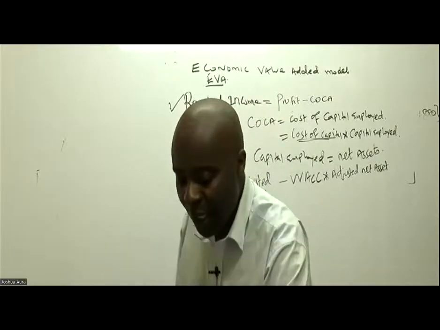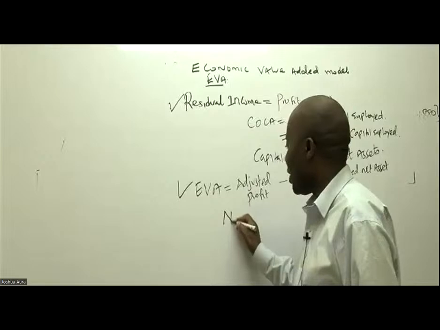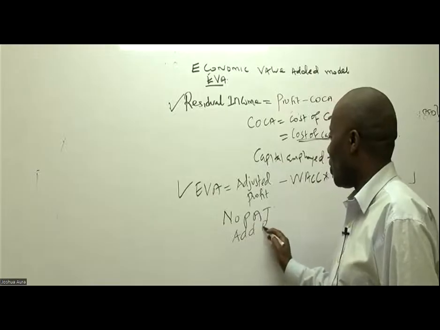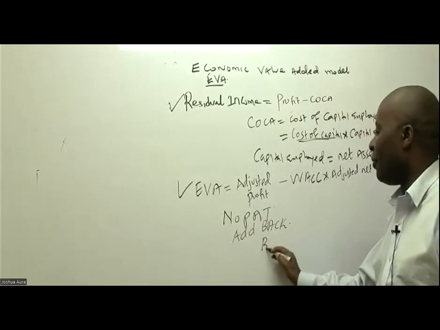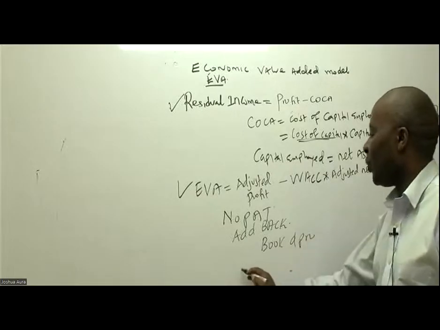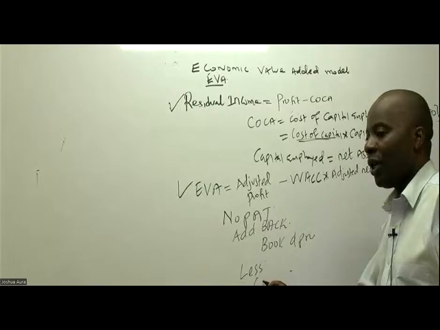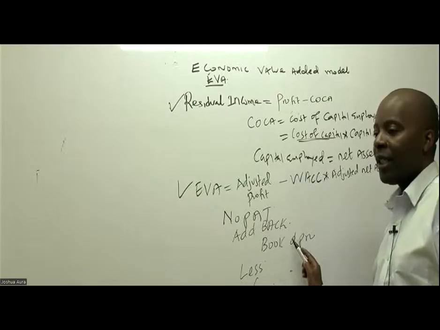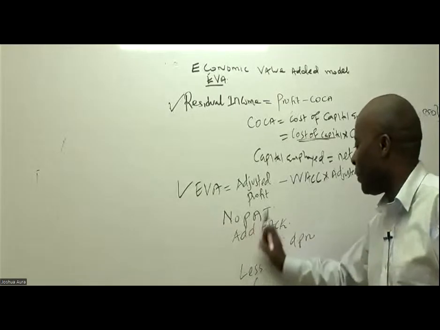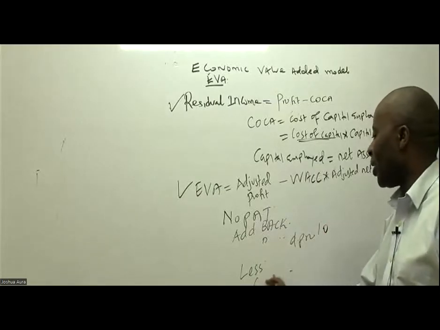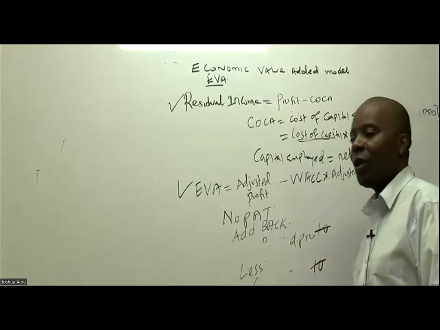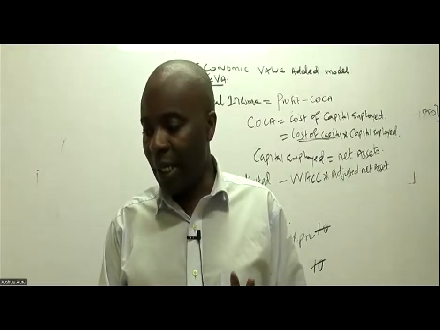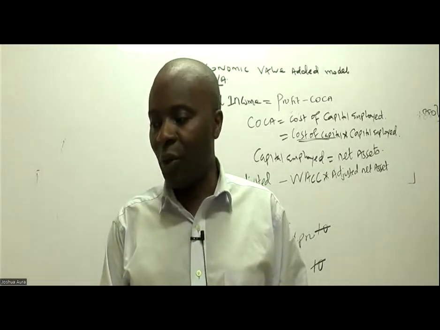So in terms of getting what we call NOPAT, net operating profit after tax, what shall we be doing? We shall add back book depreciation, and then we shall deduct the economic depreciation. What if the two are the same? When the two are the same, say you add back depreciation of 10 and deduct economic depreciation of 10, they cancel out. So when they are the same, we don't pass any adjustment.